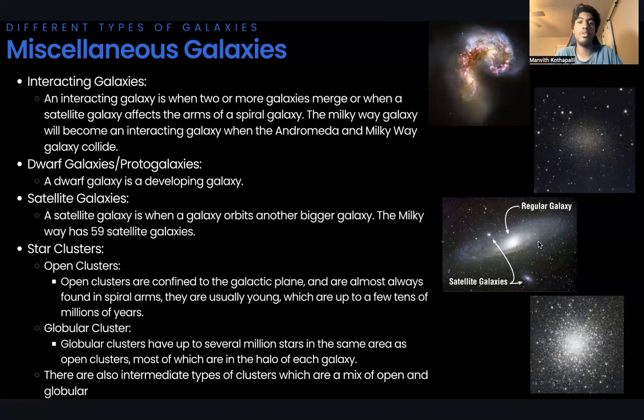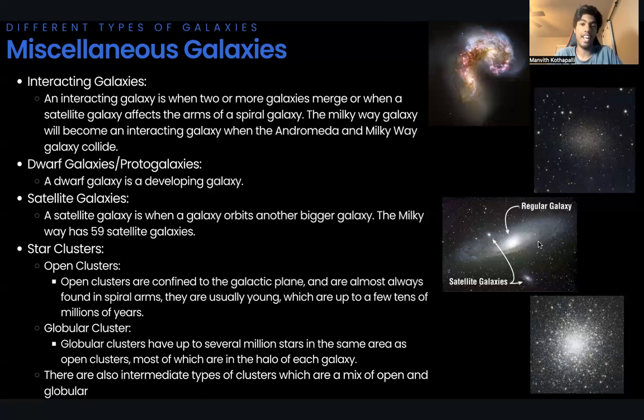up to a few tens of millions of years old, but there are a few rare clusters going up to a few billion years old. These usually have a few hundred stars and usually are around 30 light years across. They can also be pushed away by other objects.